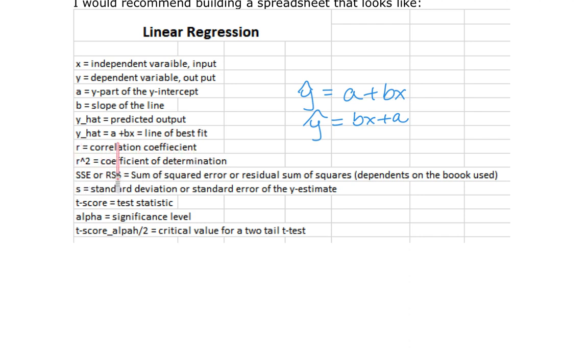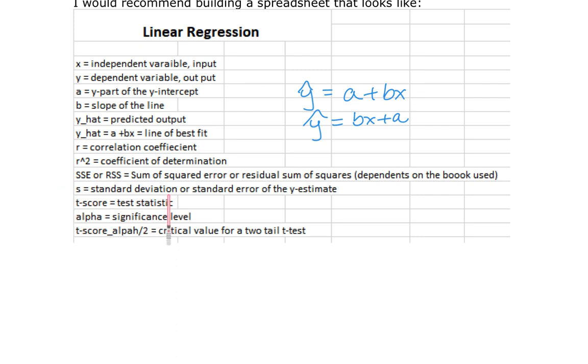Y hat is equal to a plus bx is the line of best fit. R is my correlation coefficient. R squared is my coefficient of determination. I might see this as SSE or RSS, which is the sum of squares errors, or the residual sum of squares. Depends on the book you use.